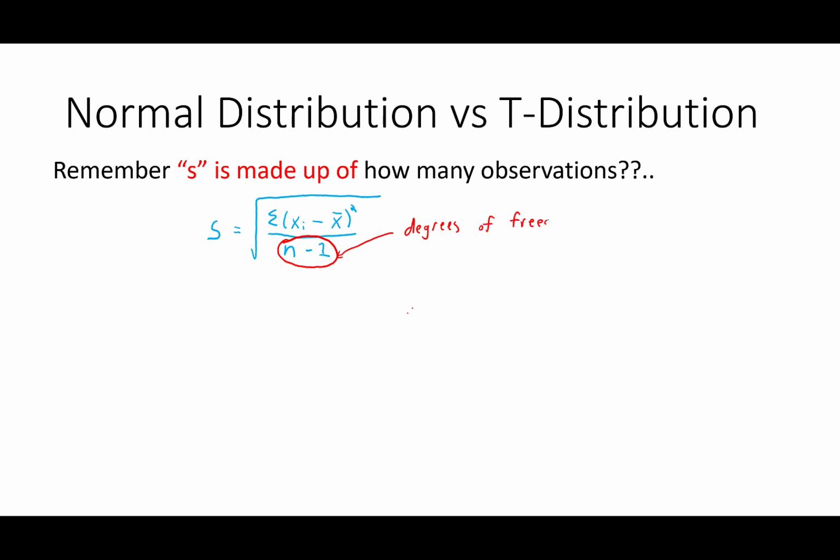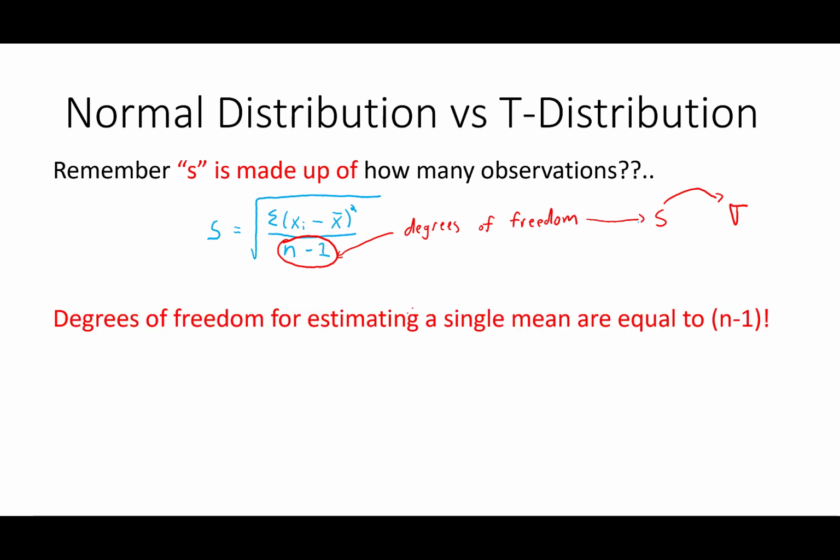Degrees of freedom essentially represents how many observations we are using to estimate our population standard deviation. In this case, we're using n-1 observations to estimate our population standard deviation. Our t-distribution depends on that degrees of freedom. Remember, the more observations we have, the better estimate we're going to get of our population standard deviation, and the closer your t-distribution will be to a normal distribution.